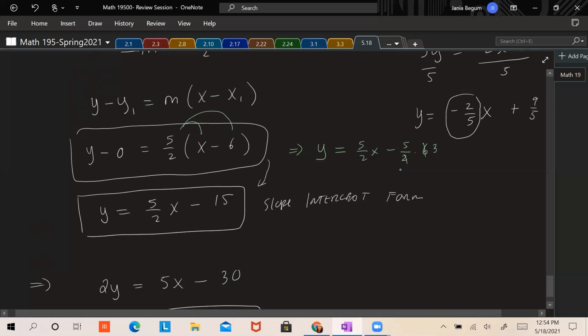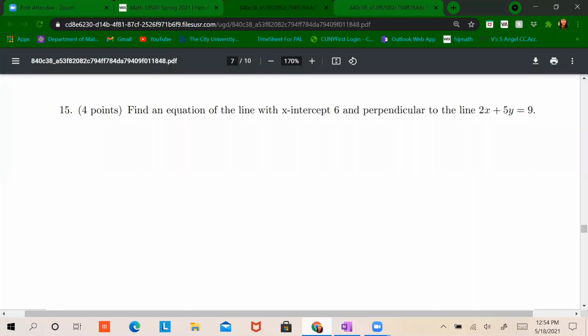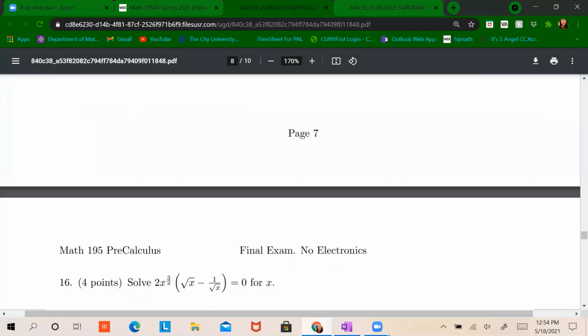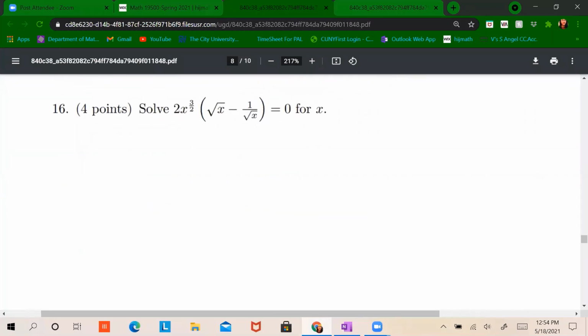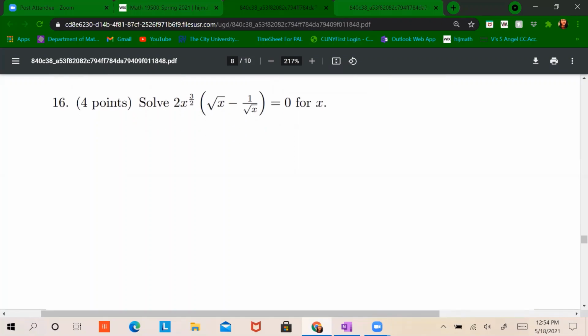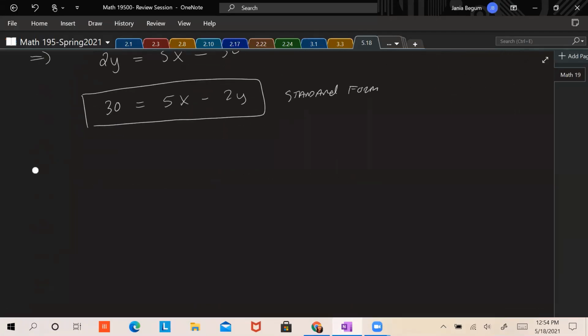All right, so that's 15. Any other questions or comments on 15? All right, so let's move on to the next question, which is 16. So here is 16. Let me copy this to my OneNote again, and then we'll work on it.